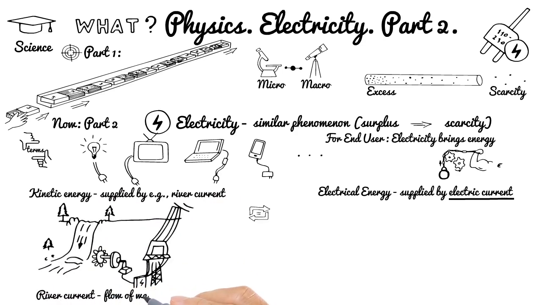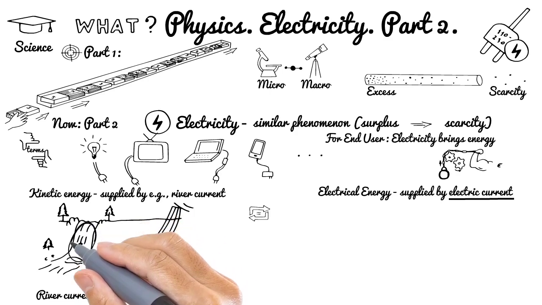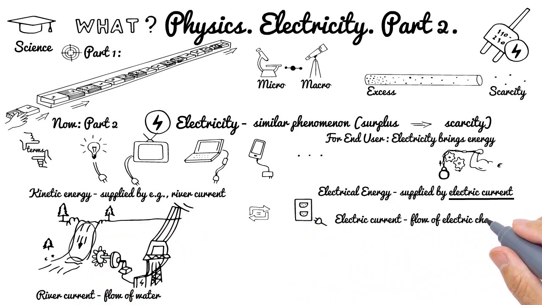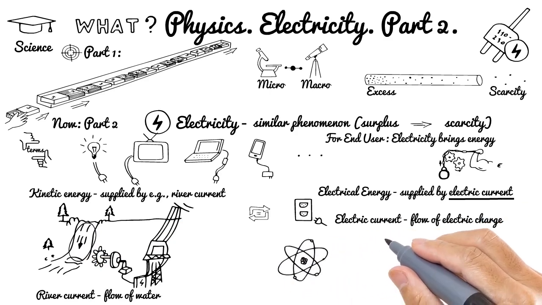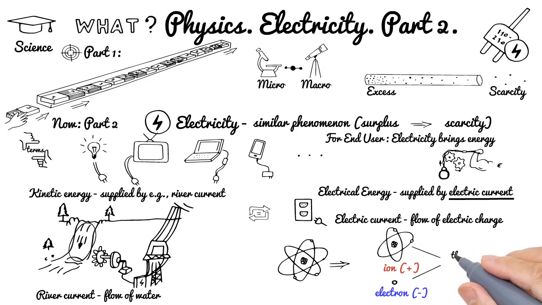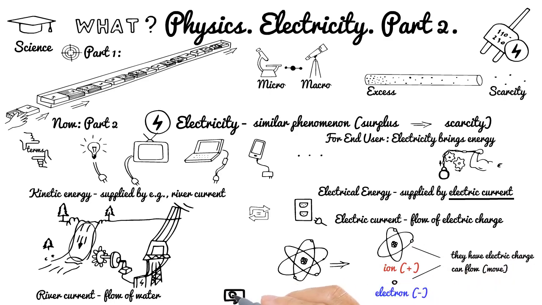A river current is actually a flow of water influenced by gravity forces. An electric current is a flow of electric charge. Remember electrons and positive ions from the microworld discussed in the first part. They both have the electric charge property and can flow, meaning travel, move through matter. But how and where do they need to flow? Do both electrons and ions, or maybe other particles, travel to bring electric current in action?